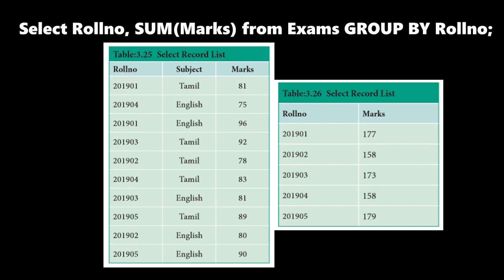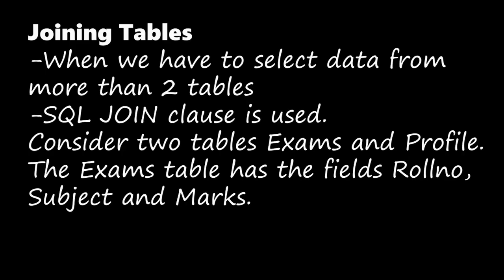Here if you see 201901 mark is 177. Here we had Tamil 81 and English 96, right? So if you add that, we'll get 177. Likewise, it's added up for each roll number. Understood? This is called grouping. Okay. Next one is joining tables. Okay.